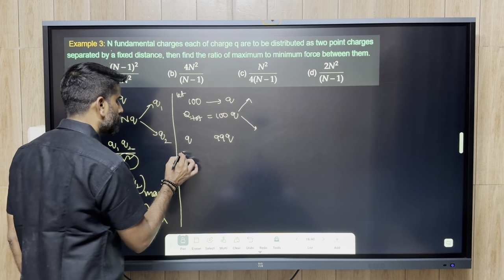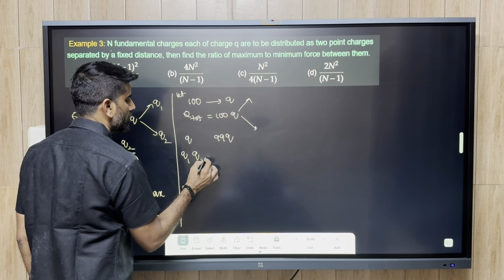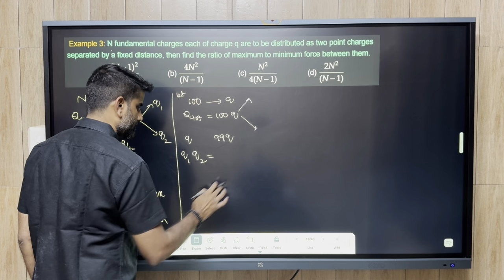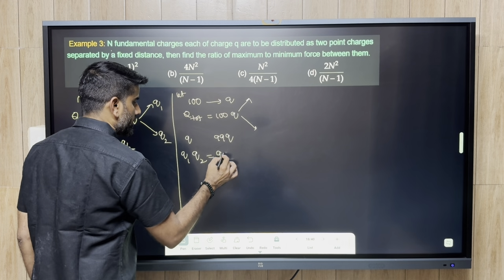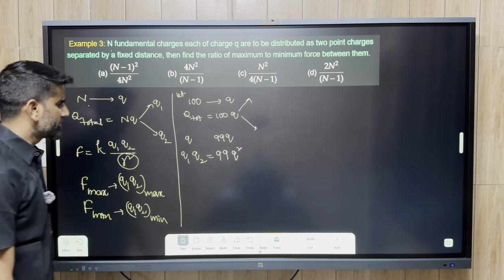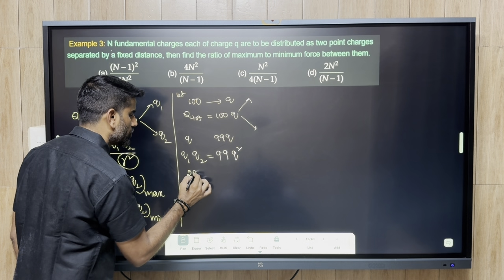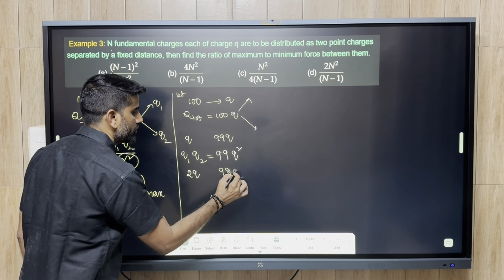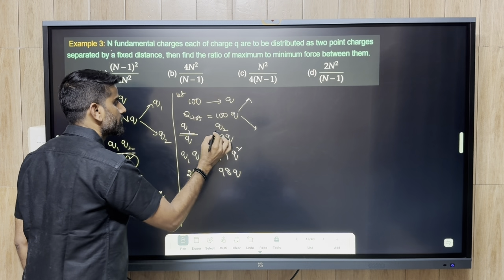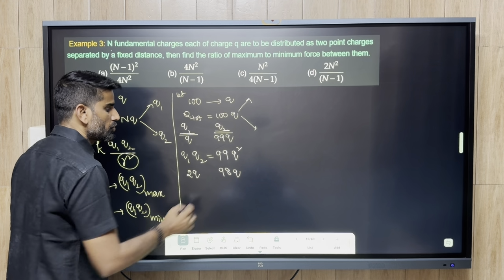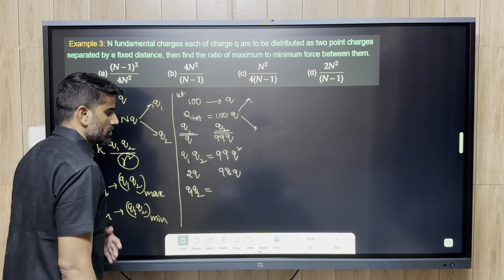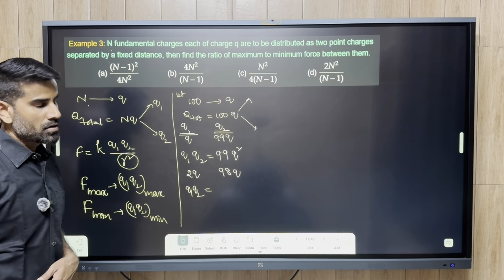First charge q1 I have taken as q, q2 as 99q. If I multiply these two, q1 and q2 is equal to 99q square. Let's say I have taken 2q and 98q as q1 and q2. Now the product of q1 and q2 would become how much? 98 twos.